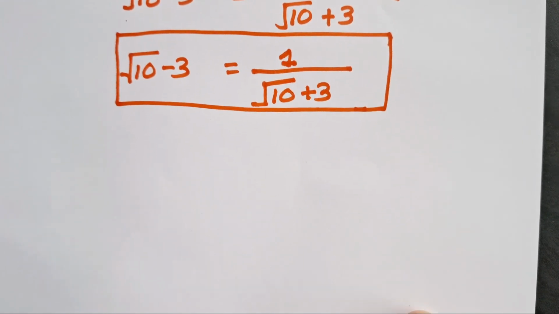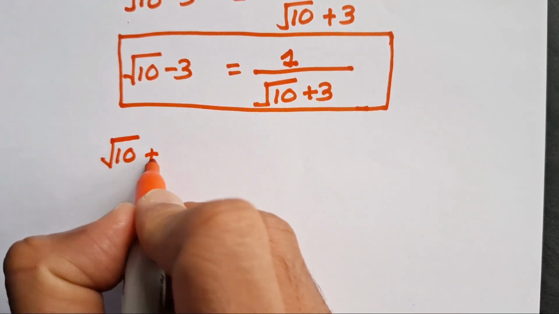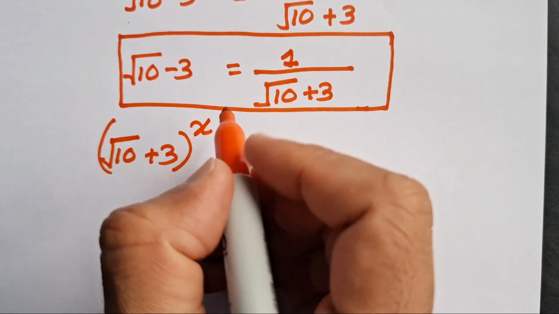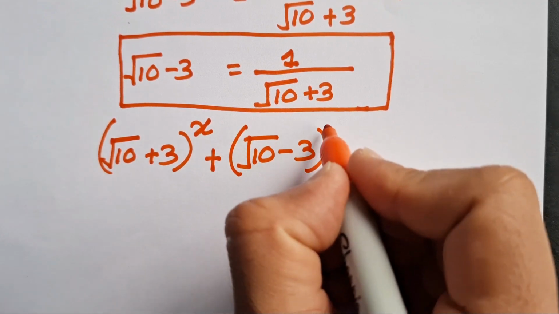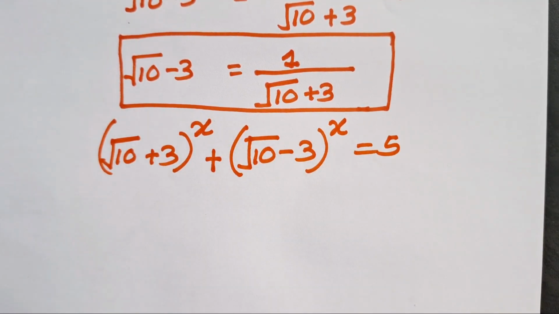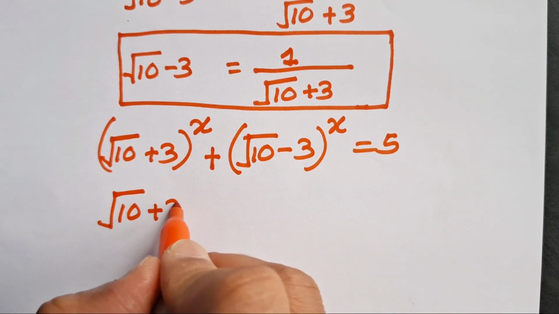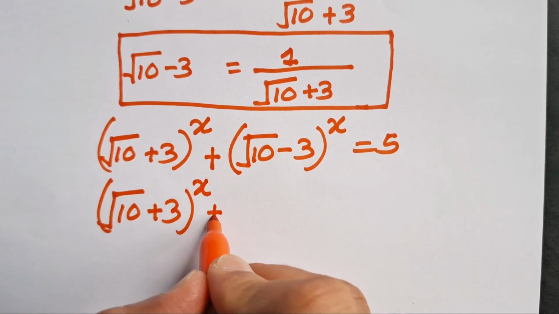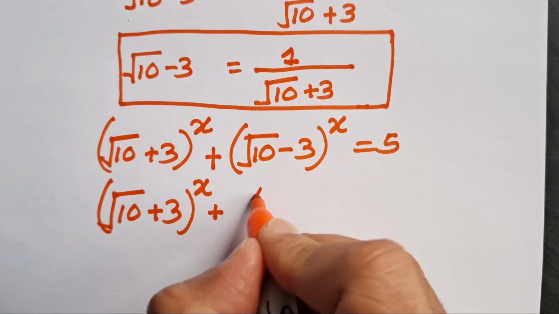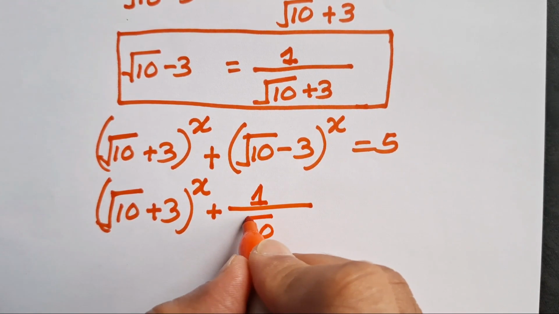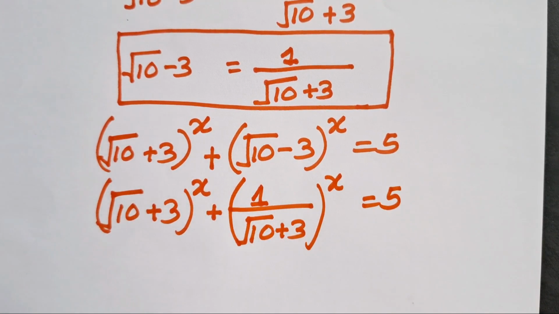Now, if you think about our original problem, which is (square root of 10 plus 3) to the power of x plus (square root of 10 minus 3) to the power of x is equal to 5, what I'm going to do is keep (square root of 10 plus 3) to the power of x, and for square root of 10 minus 3 I can replace it with 1 over (square root of 10 plus 3), whole to the power of x, is equal to 5.